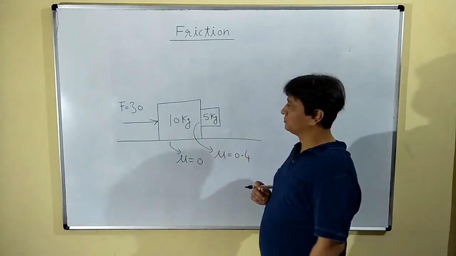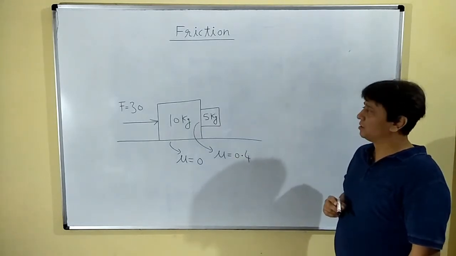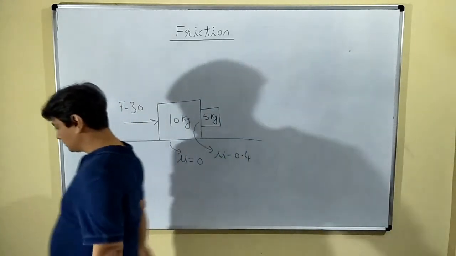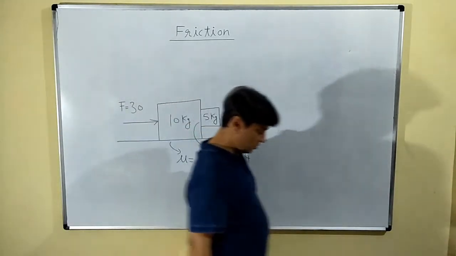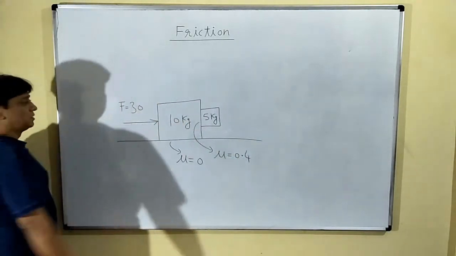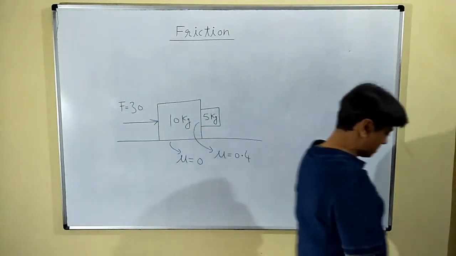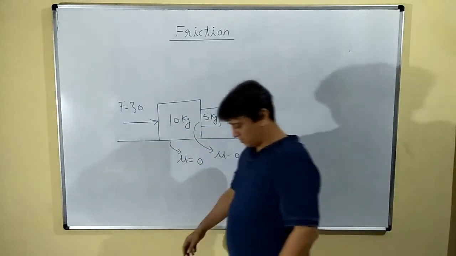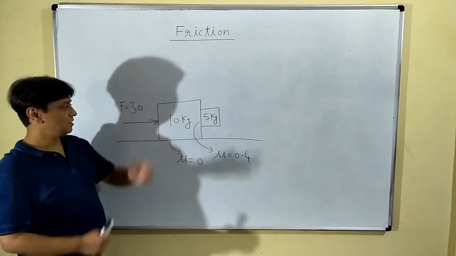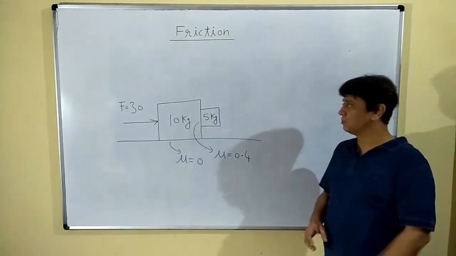This force is 30. The question is: find out the friction force between the 10 kg and 5 kg blocks, and also find out the accelerations of the 10 kg block and the 5 kg block.